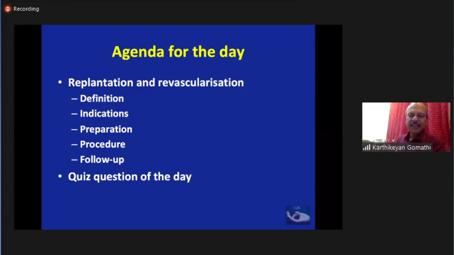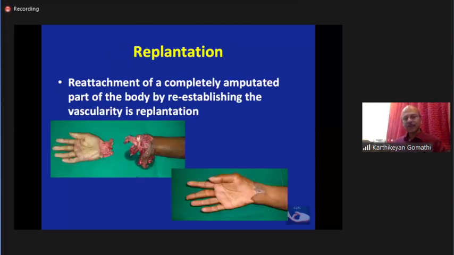So the agenda for today is, as we know, replantation and revascularization. I'm going to deal with it under certain headings to make it simple and more understandable: the definition, the indications, the preparation, the procedure, and the follow-up. These are the basic things. As we go on, we'll keep dividing into subtopics so that we can understand it as a whole. And of course, the quiz question of the day.